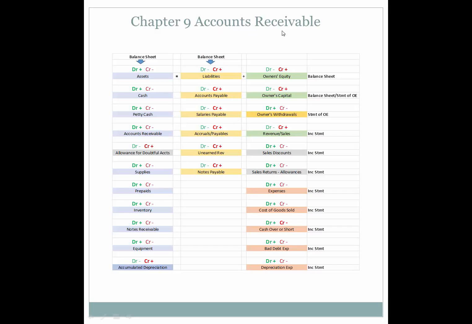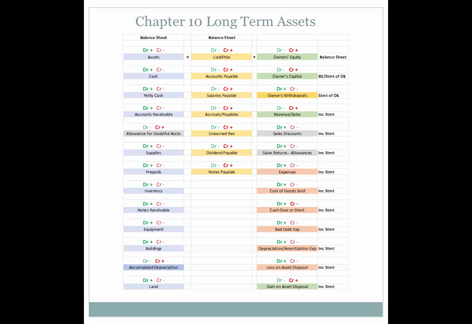So next we have accounts receivable in Chapter 9. This is the first time we learn about allowance for doubtful accounts, a contra asset account to accounts receivable. Since accounts receivable is an asset and debit based, its contra account will be credit based. And we also learned about bad debt expense, and so it's a normal expense, so it increases with a debit.